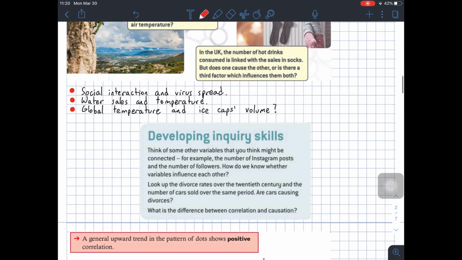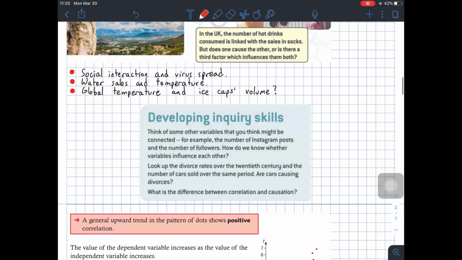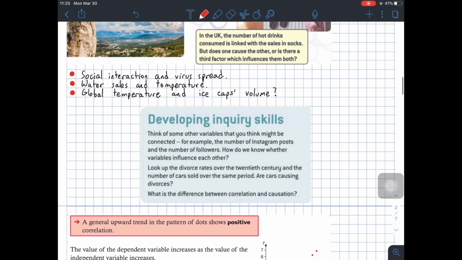Okay. Then global temperature and ice cap volume. Once again, global temperature here is an independent variable, and ice cap volume is a dependent variable. This has to do with global warming, right? Then it says developing inquiry skills. Think about this. Think of some other variables that you think might be connected. For example, the number of Instagram posts and the number of followers. How do we know whether variables influence each other?